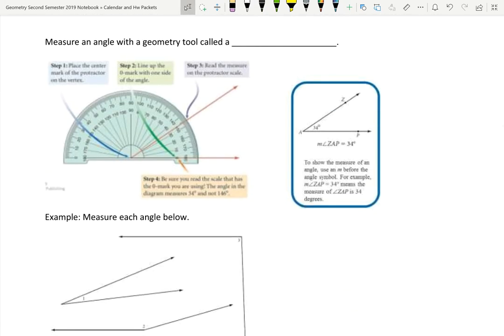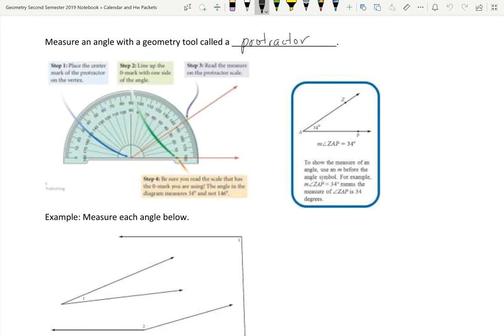Okay. Now, to measure an angle, you're going to use a geometry tool called a protractor. And I have a separate video where I did this whole thing with a document camera. Because of the autofocus, unfortunately, it's not too clean of a video because it goes on and off. But if you prefer that one, you can watch that, and it goes over how to do it.